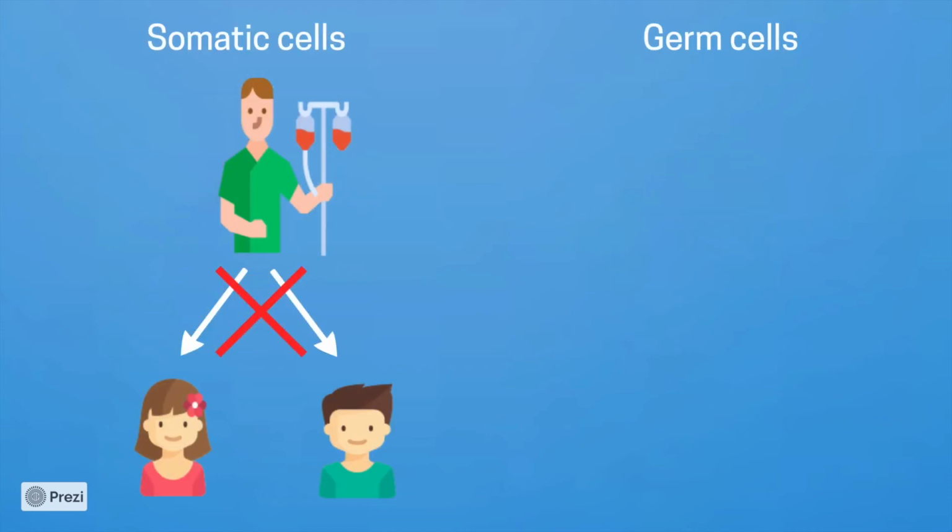Somatic cells are all cells in your body that are not sperm or egg cells. For example, these are your blood cells, heart cells, kidney cells, and so on. It's important to note that these cells are not passed on to your children, so any changes made there are not inherited by future generations.